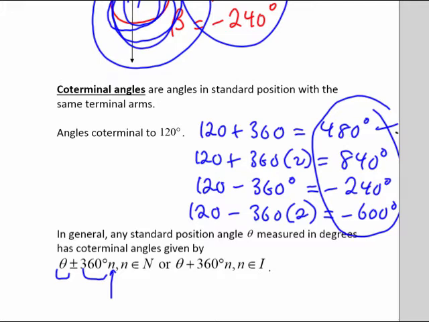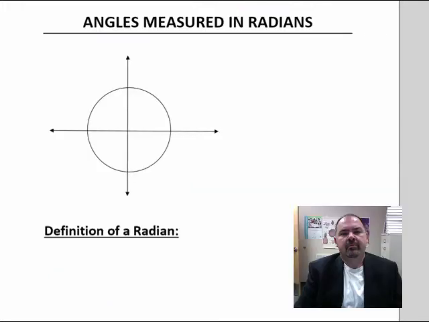So one revolution, n is 1, two revolutions, n is 2. Okay, as many as you want. So there's an infinite number. And of course, this statement here, where n's a natural number, is equivalent to this statement here, where n's an integer. So now I want to talk about measuring angles in radians.